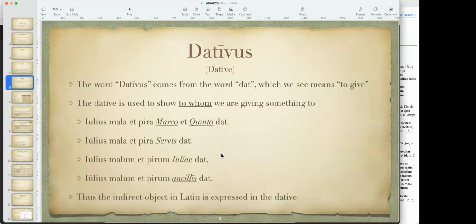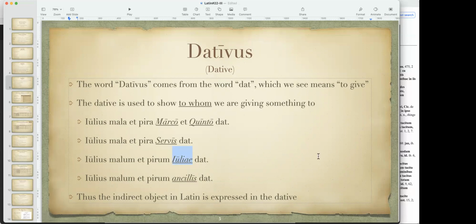In fact, if you look down here, I do have a feminine noun, Julius malum et pirum Juliae dat. Notice that Juliae, if we had the ablative form, we would say Julia, but we don't. We say Juliae. So it just so happens that for the second declension, they end in O, which happens to match the ablative. But for the first declension, they do not match.